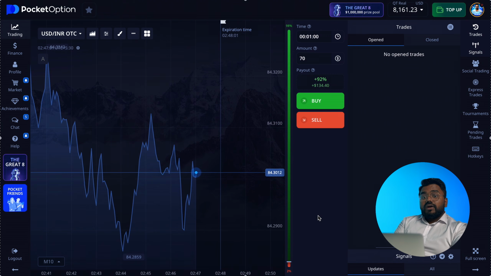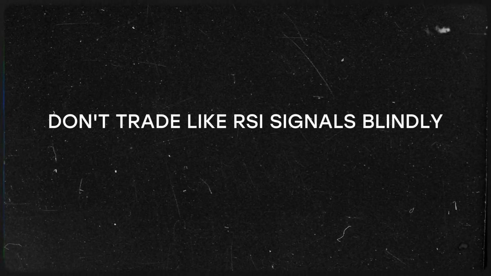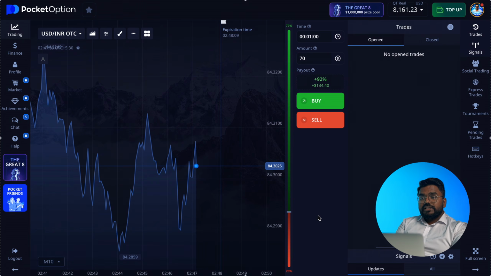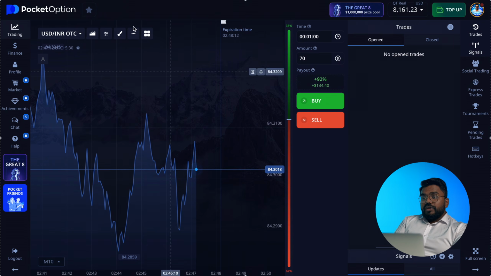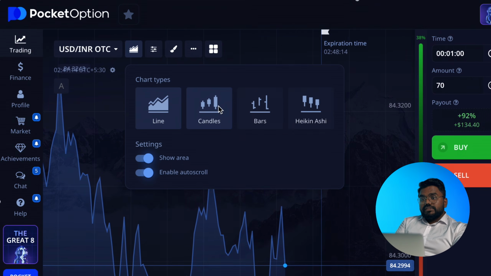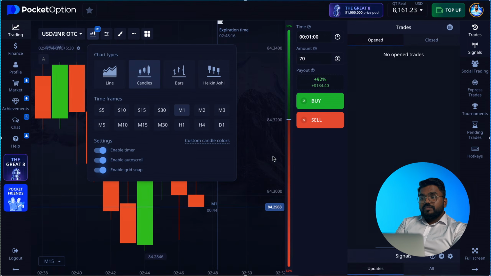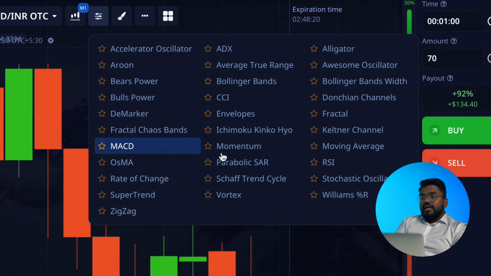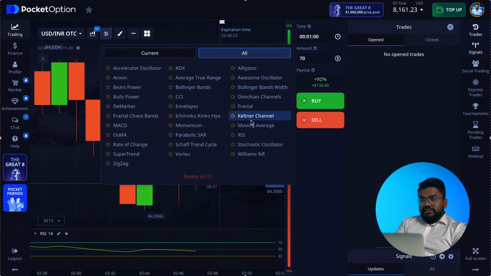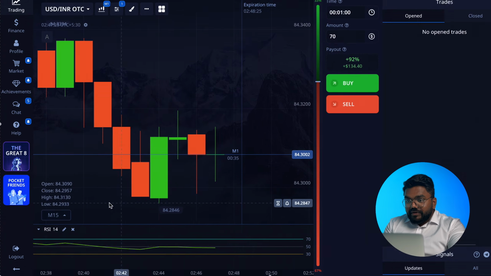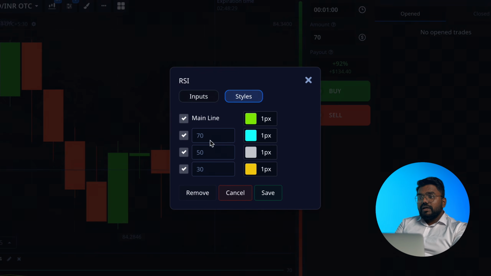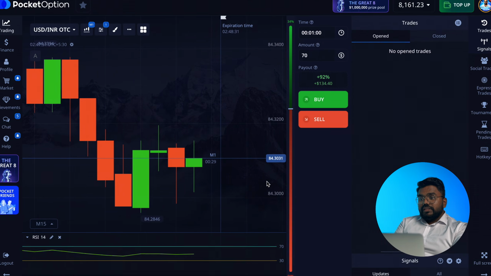So RSI with context, let's talk about this. Don't trade RSI signals blindly. Check the trend direction, support or resistance, and candlesticks. So let's get started. We're going to go with 1 minute candles, obviously. You can also go ahead with many strategies, but today we are talking about the RSI strategy. Let's enable the RSI. You can clearly see the period, and you can also change the style and corrections. I'm going to remove the 50 for now.